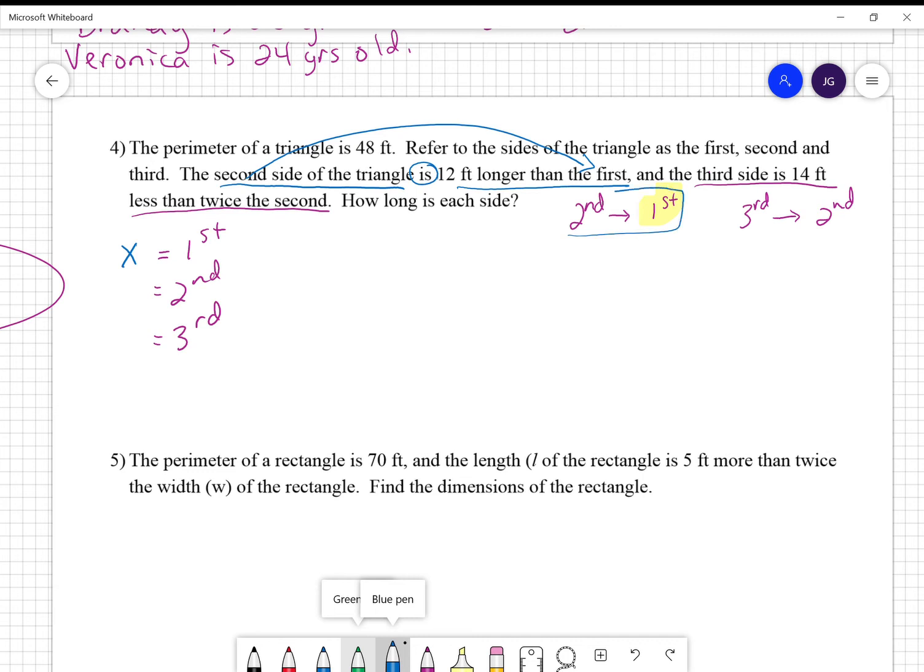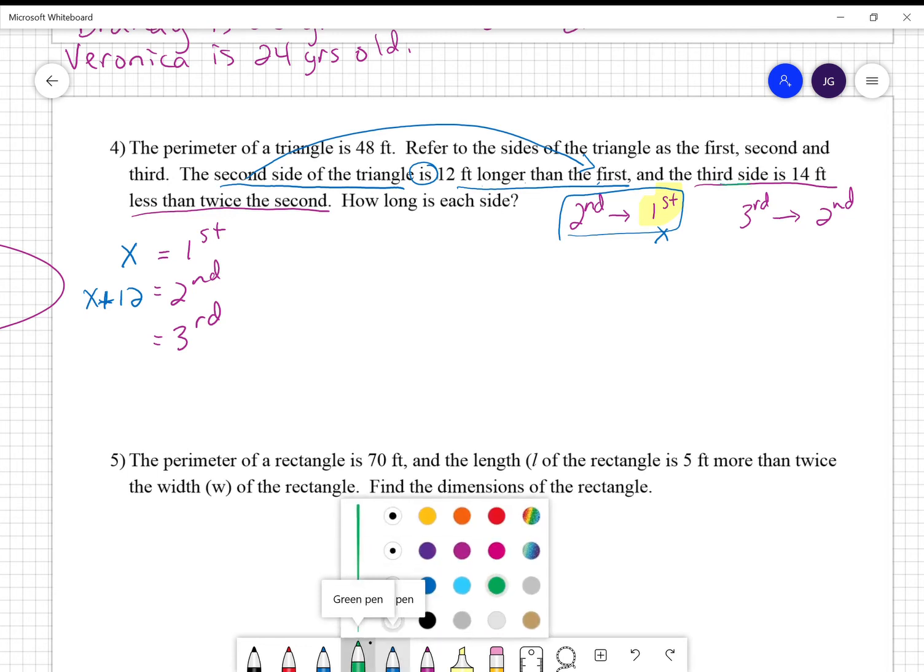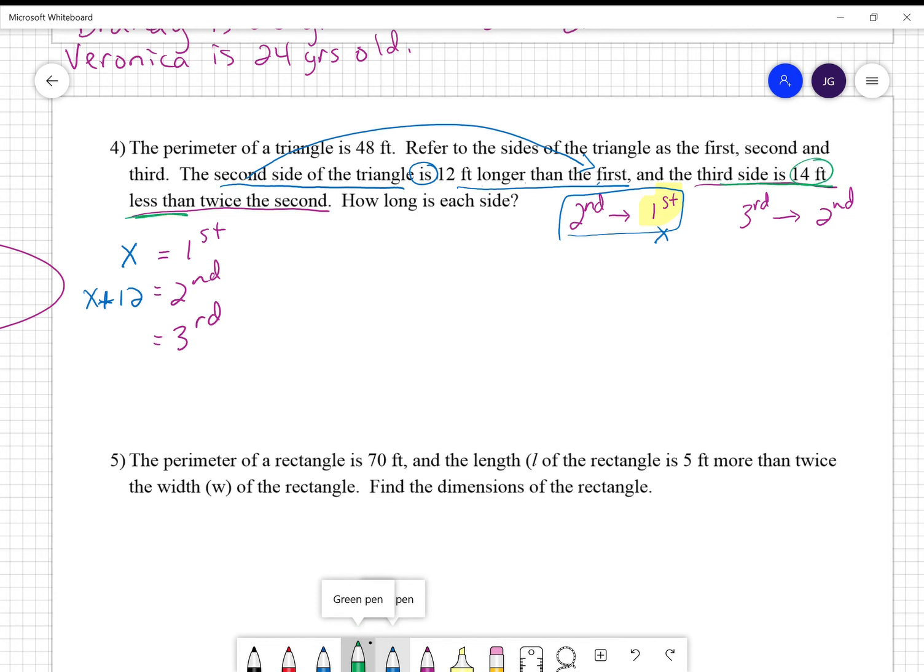Now I'm going to go here. Since this is X, second side is 12 feet longer, so that would be X plus 12. Now the third side is 14 feet less than, so I'm going to subtract 14, twice the second. So twice the second, not twice the first. Okay, so I used all of this stuff.